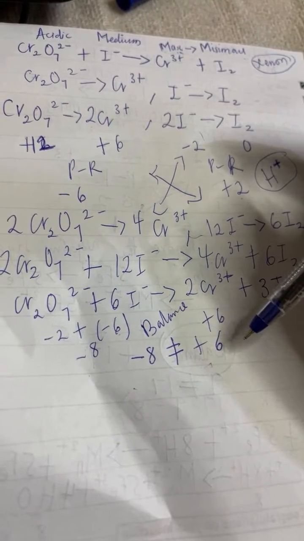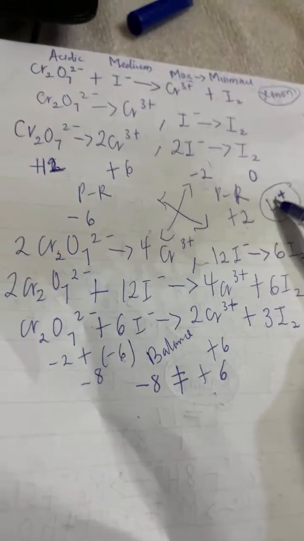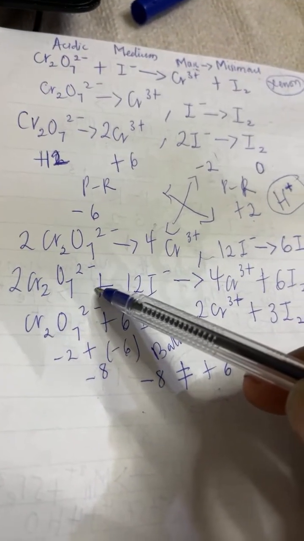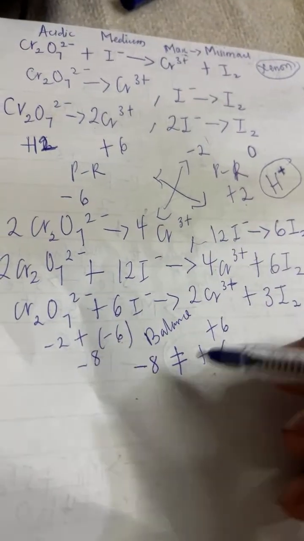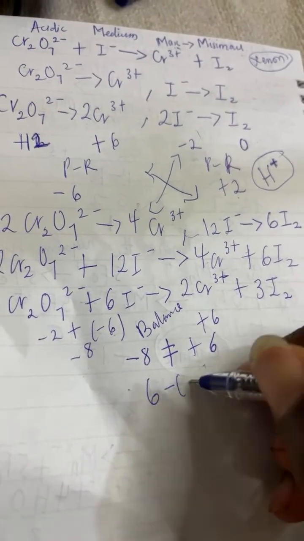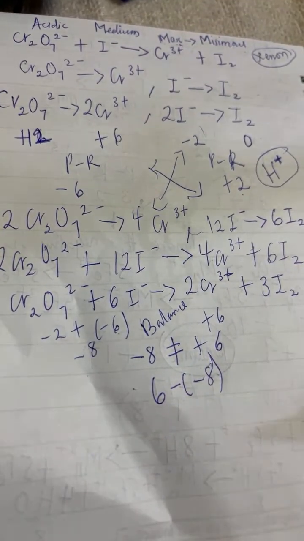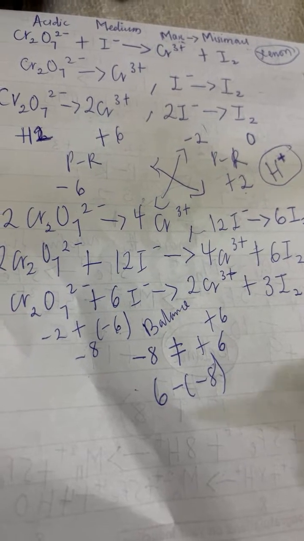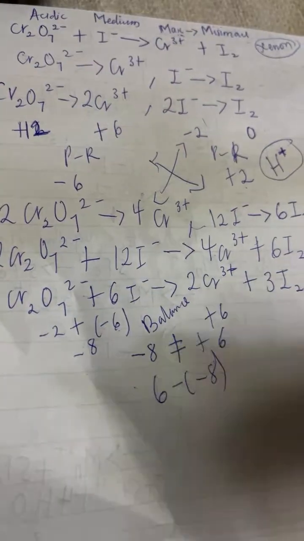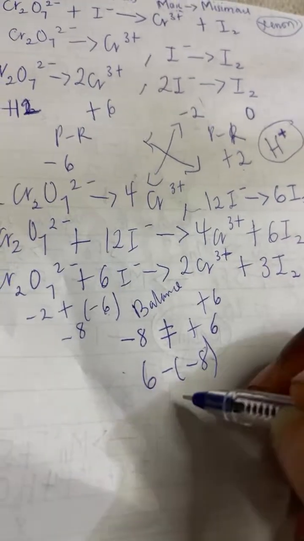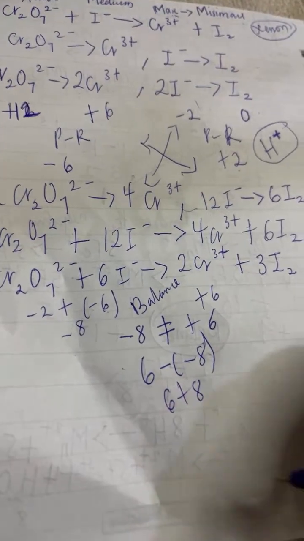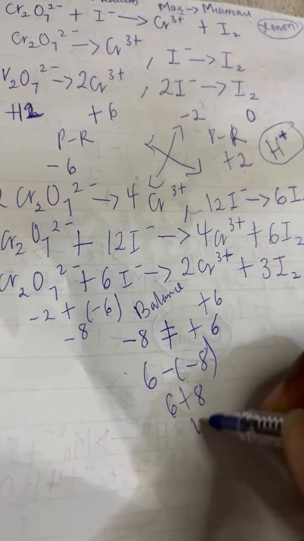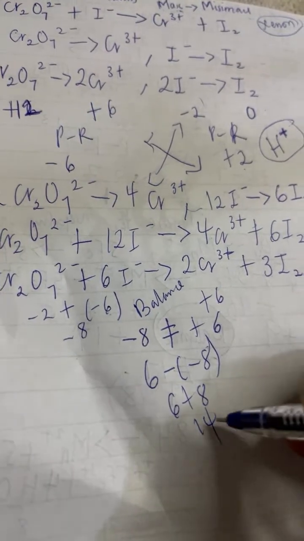Right? Do you people understand me? So now, this hydrogen ion, we need to add it to the reactant side so that it can balance with the other side. So how will we know? We just say 6 minus 8. From minus 8 it will come to 6. That's going to give us 6 plus 8, and that's going to give us plus 14.